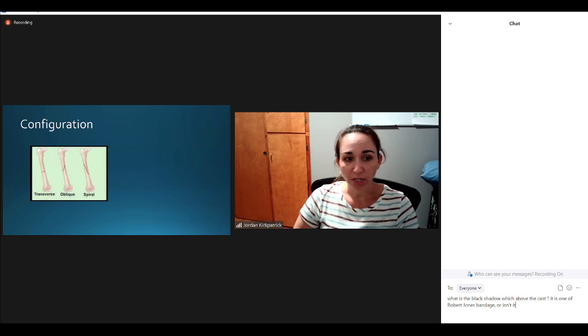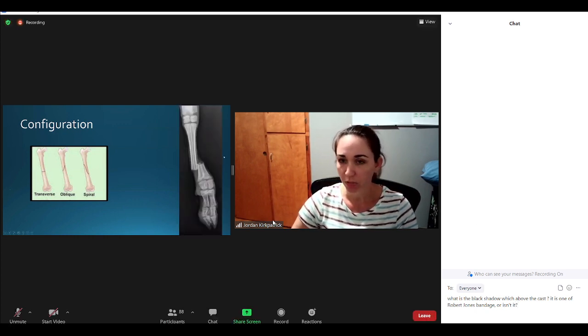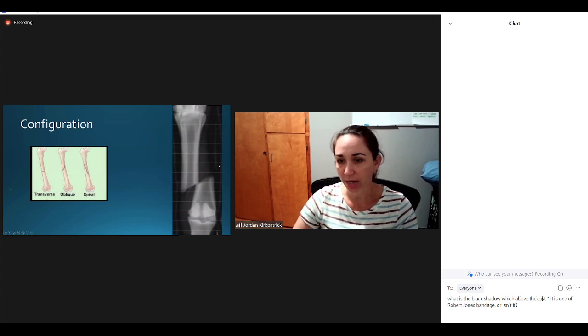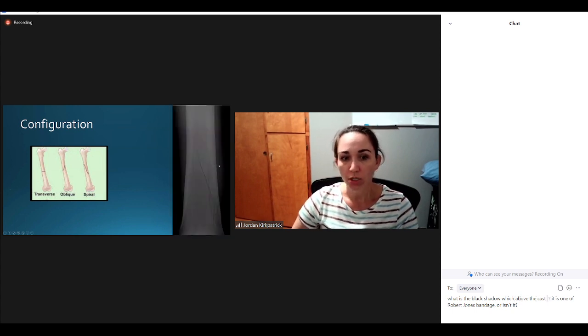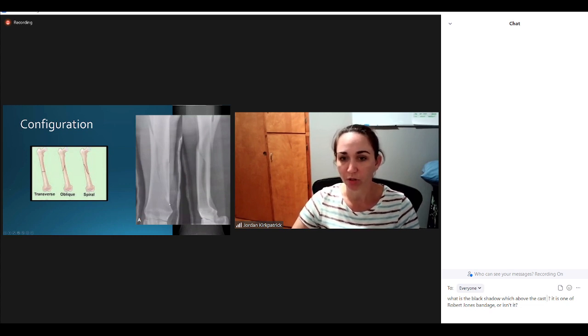So for configurations, again, that can be transverse, which is straight across. Oblique is at an angle. Or spiral, where it has multiple components. So there's a fracture line tracking this way, a fracture line going this way and that way. There's a couple small ones here. So this is a spiral fracture. And this is also an example of a spiral fracture, a little bit more severe. So you can see how the fracture lines are tracking up and over, and there's just fractures in multiple planes.